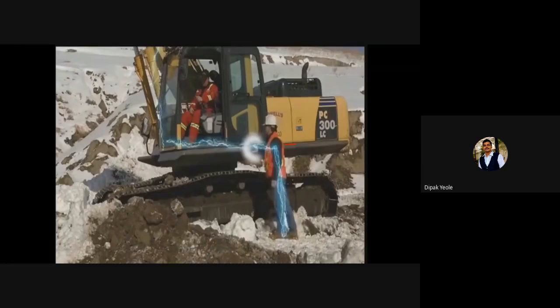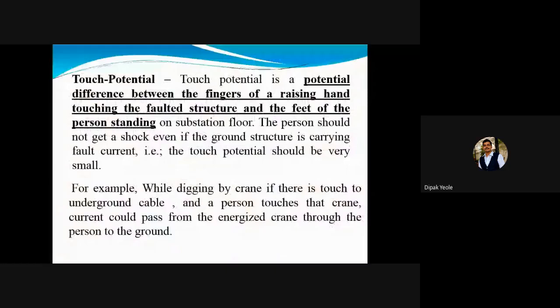Yes. So this is called as touch potential. टच केलं ना त्याने, टच केल्यामुळे potential develop झालं, and that is called as a touch potential. So we will see the concept. The touch potential is a potential difference between the fingers of a raised hand touching the faulted structure. मग faulted structure कोणतं होतं आपल्या डायग्राममध्ये? जेसीबी बॉडी. And the feet of the person standing on the substation floor. The person should not get a shock even if the ground structure is carrying the fault current. That is, a touch potential should be very small.